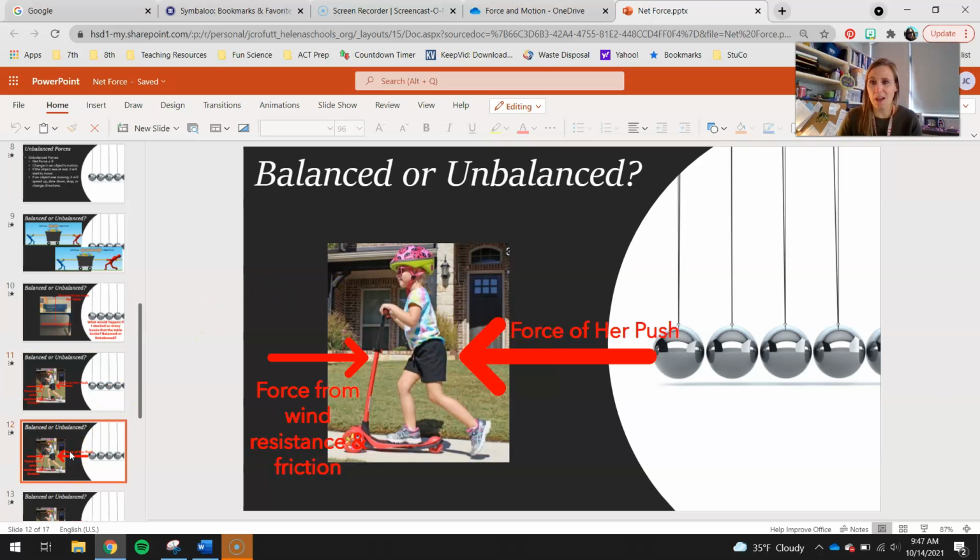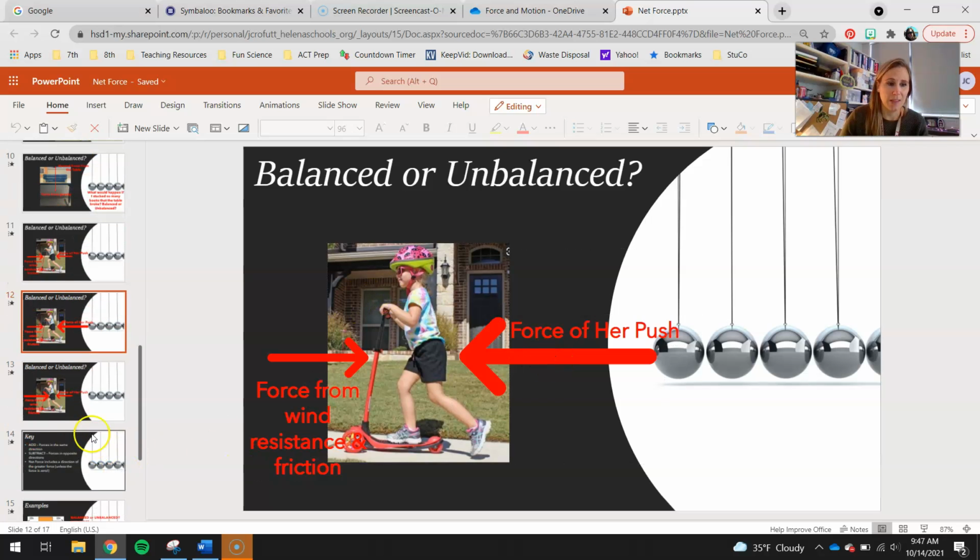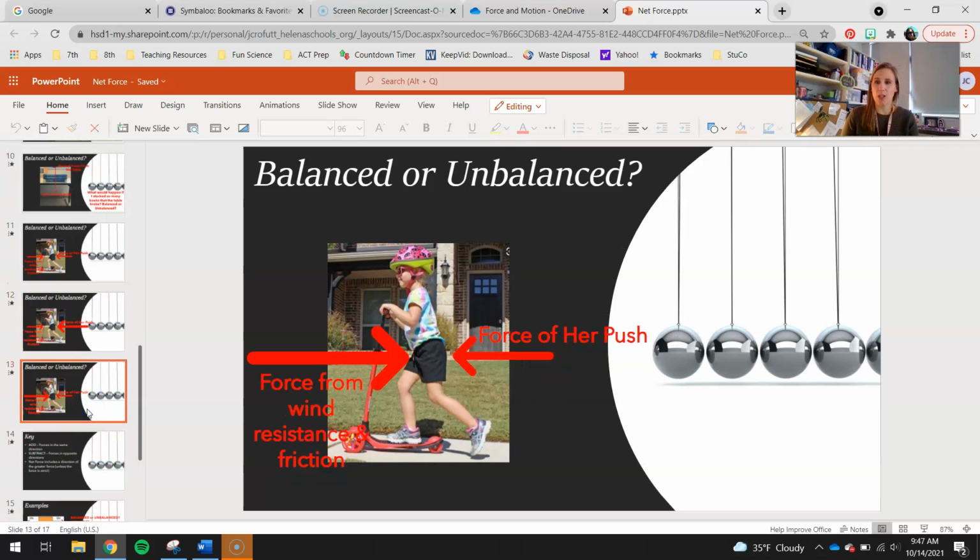However, if she kicks a little bit harder, we're going to see that this is now unbalanced and she's going to speed up. On the opposite hand, if a big old gust of wind picks up and the wind resistance becomes greater, then she's going to slow down because the force of her push is not enough to overcome that, and she's going to see a change in motion.